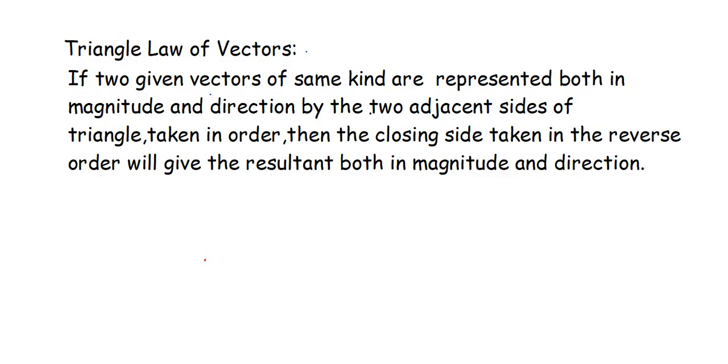The two vectors represent the two sides of a triangle. Suppose that P bar is a vector and Q bar is a vector. These two vectors represent the two adjacent sides of a triangle. A triangle has three sides. Here the point is: two vectors represent the two adjacent sides of a triangle taken in order.